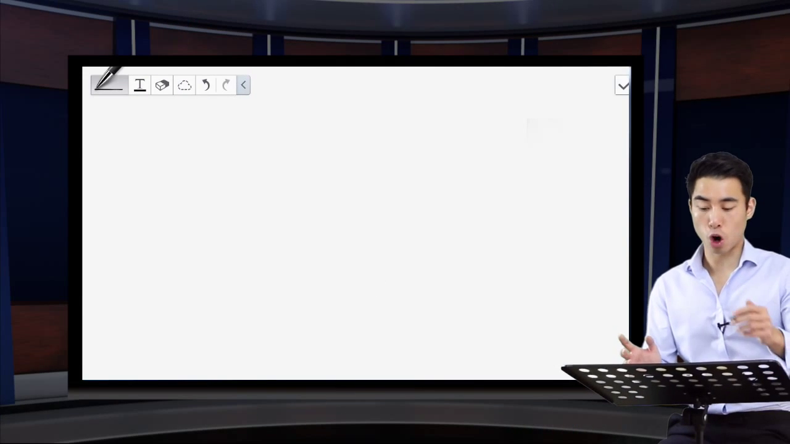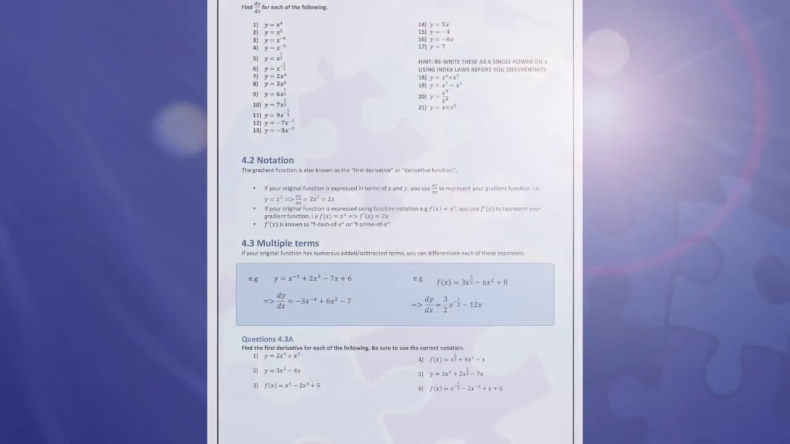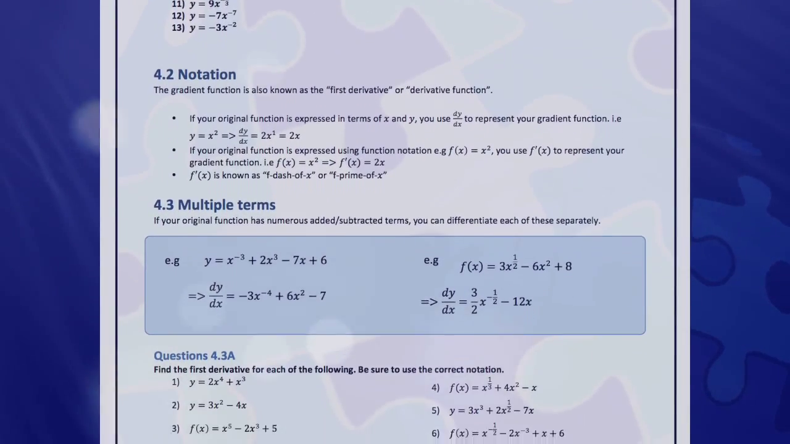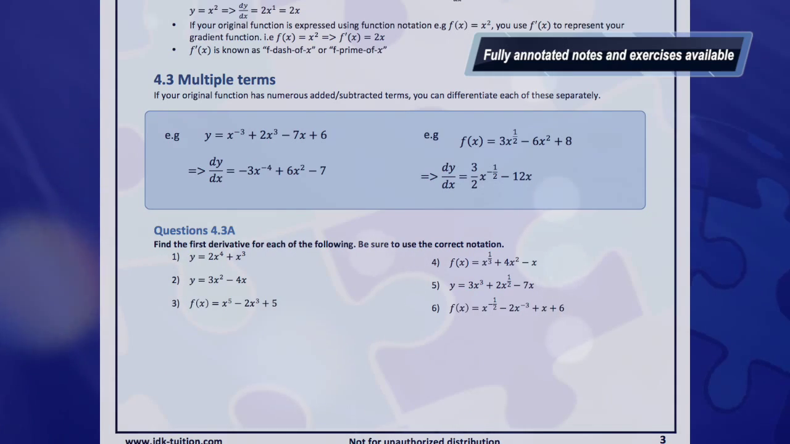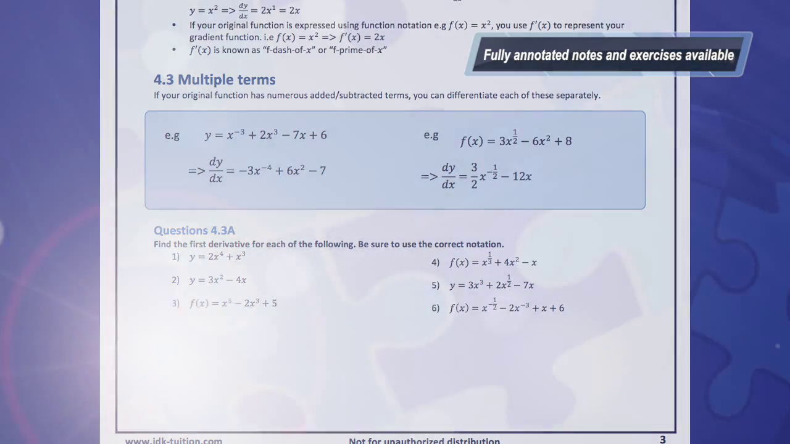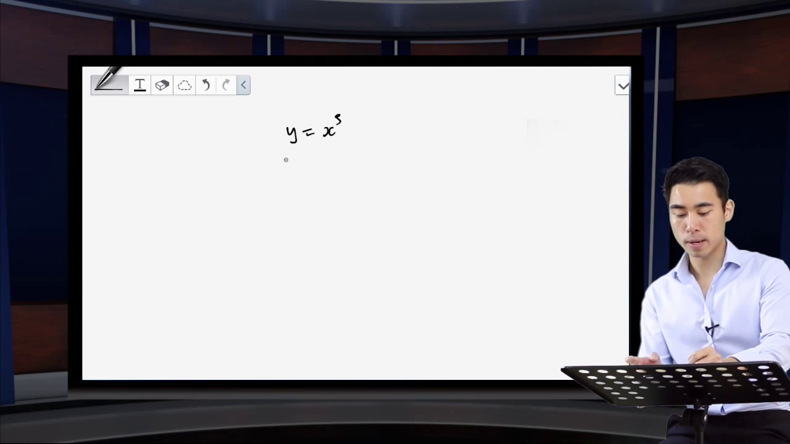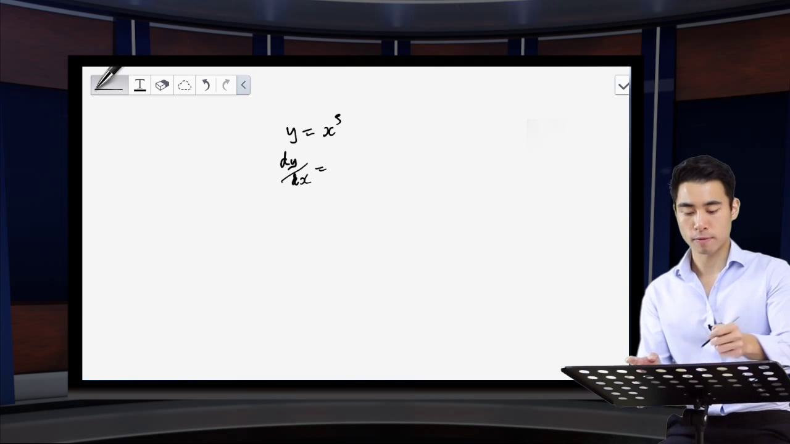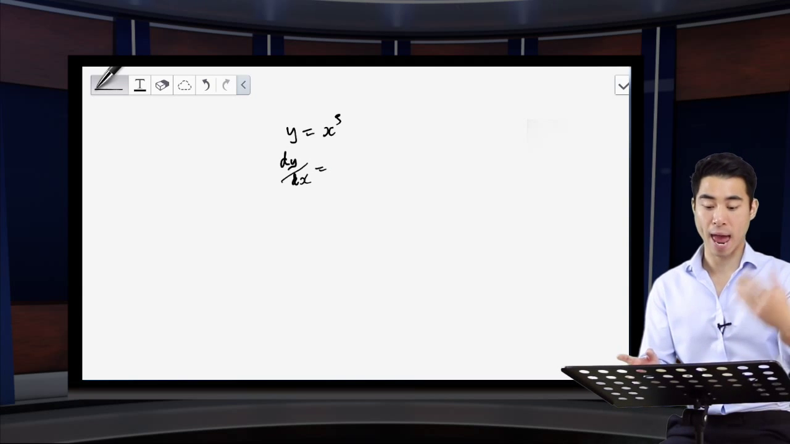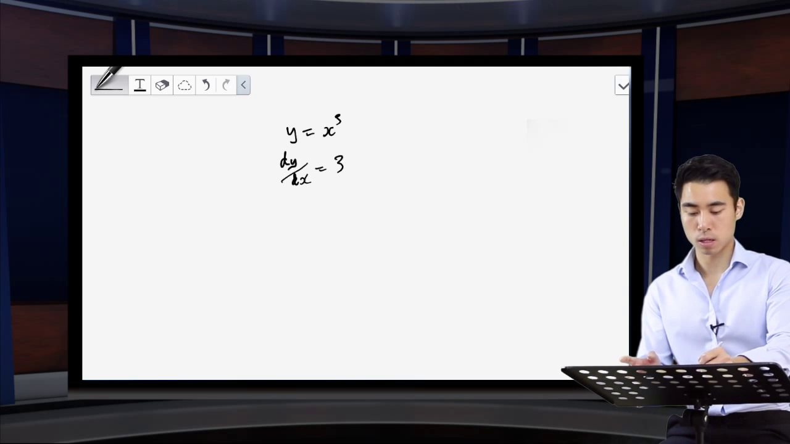So just a quick point on notation now. We've been looking at the case where you have y equal to a function in x. So in this case, let's take a look at y equals x cubed. When you're working out your first derivative, the gradient function, we've been using this notation, dy by dx, i.e. a fraction where you have dy on the top and dx on the bottom. Obviously in this case it's going to be 3x squared if you apply your rules.